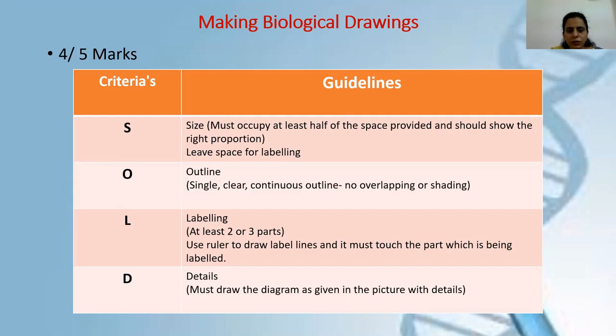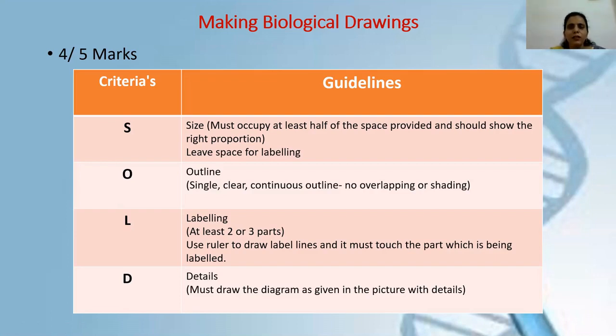All these criteria are generally assessed for 1 mark, except labeling or details. Size is for 1 mark, outline is for 1 mark. If labeling is asked for more than 1 part, then definitely 2 marks will be assigned to this, or sometimes details. For details also they assign 2 marks. L refers to labeling. At least 2 or 3 parts you must label in the diagram, unless it is specified in the question paper which parts you have to label. If it is specified, just label only those parts.